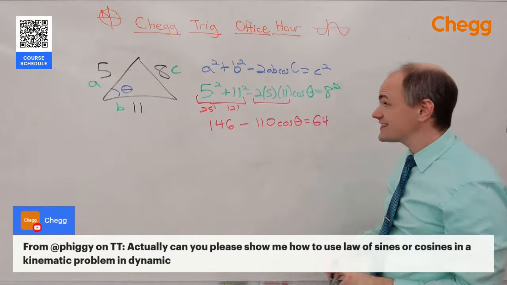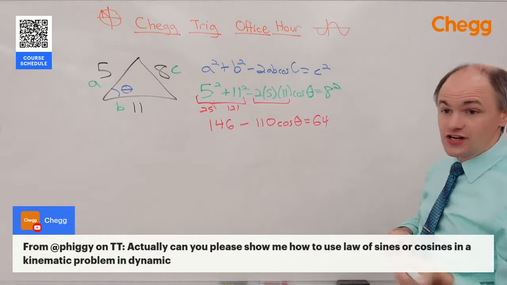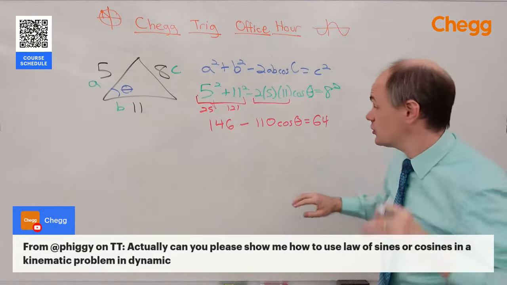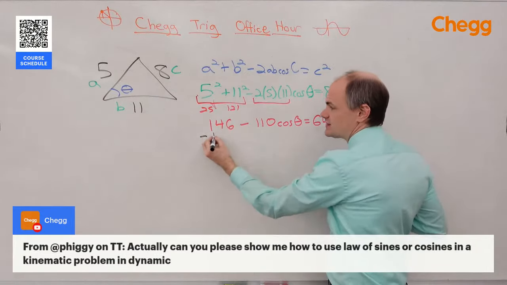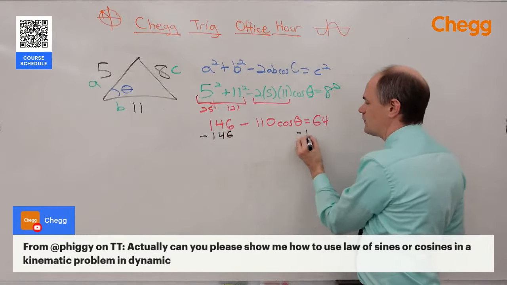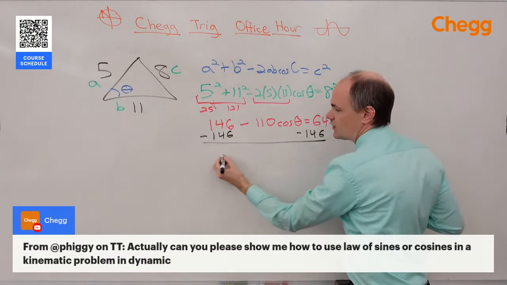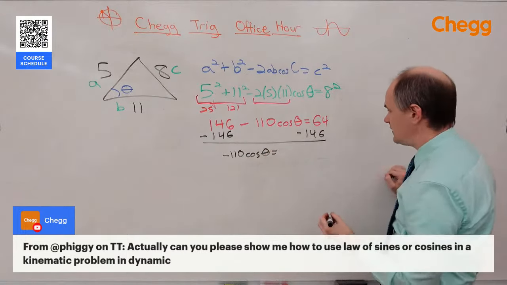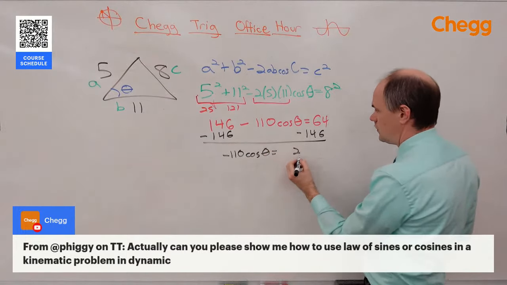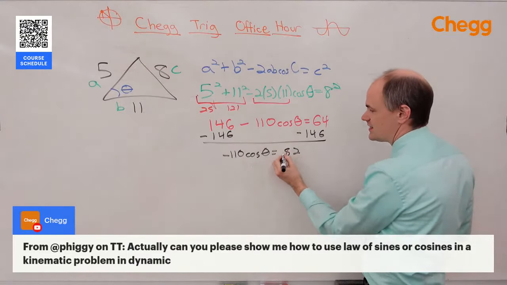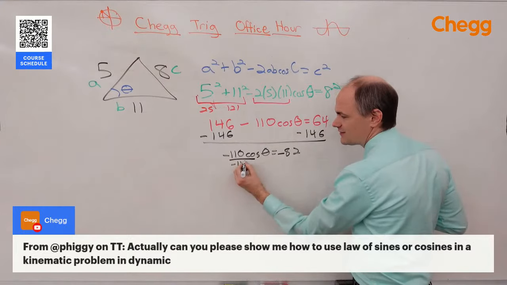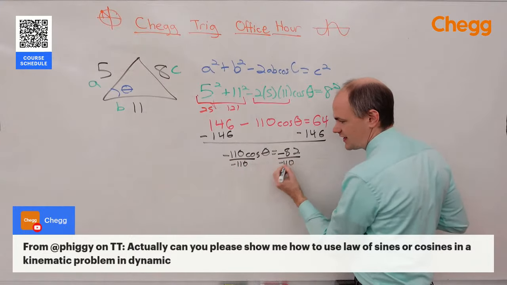Then we have to solve this like it's a two-step equation. We cannot combine the 146 and 110. They are not like terms. Don't fall into that mistake. Instead, we'll subtract 146 from both sides. When we do, we get negative 110 cosine of theta is equal to 64 minus 146, which is negative 82. And then get rid of the 110 by dividing by the negative 110.